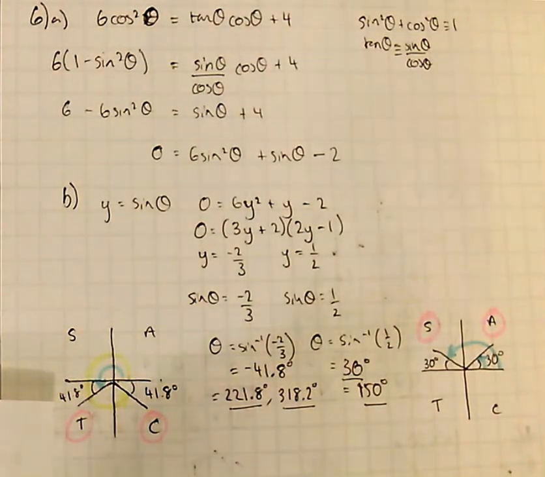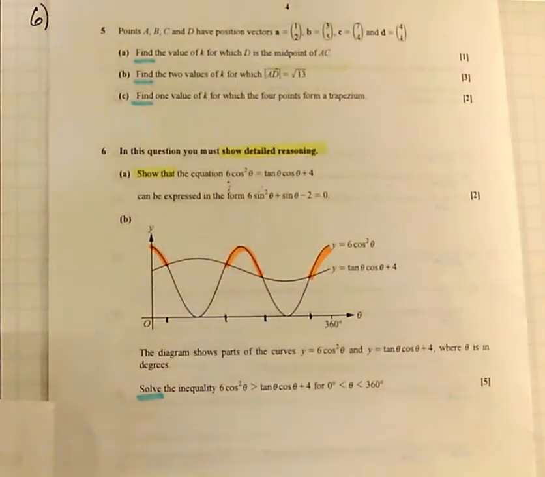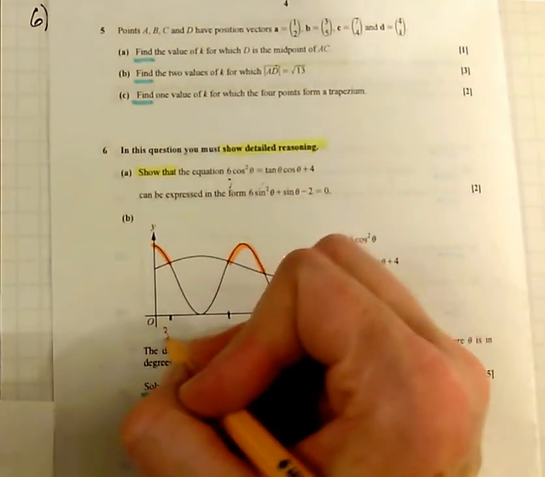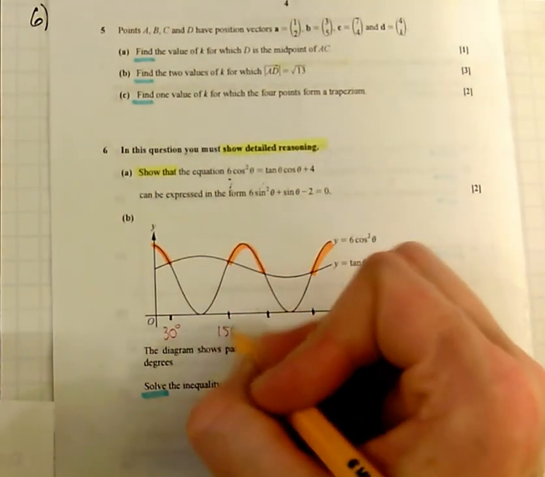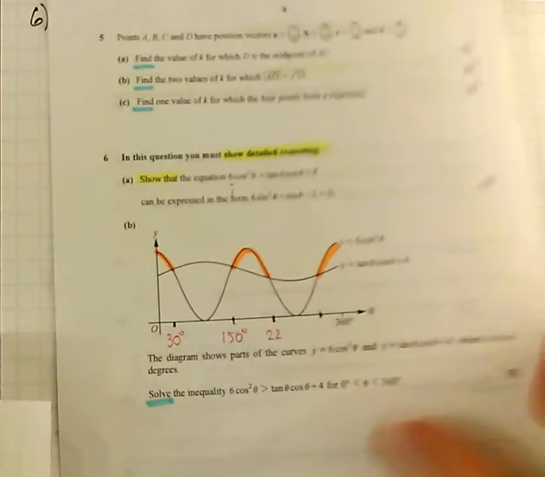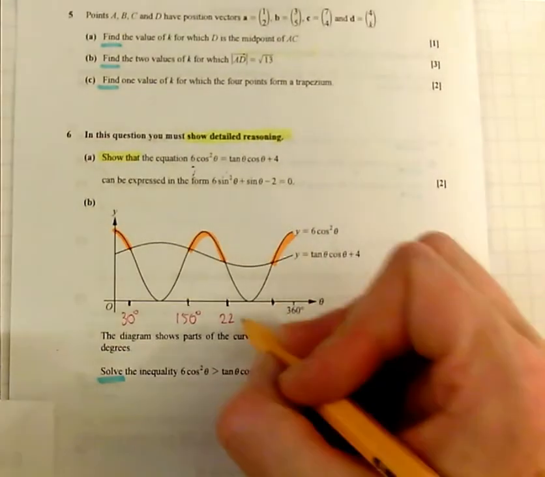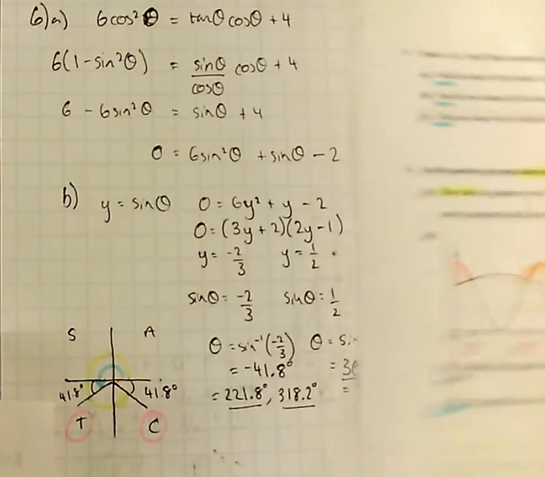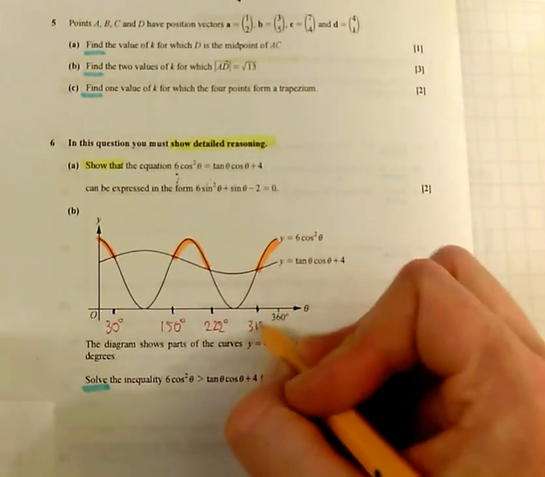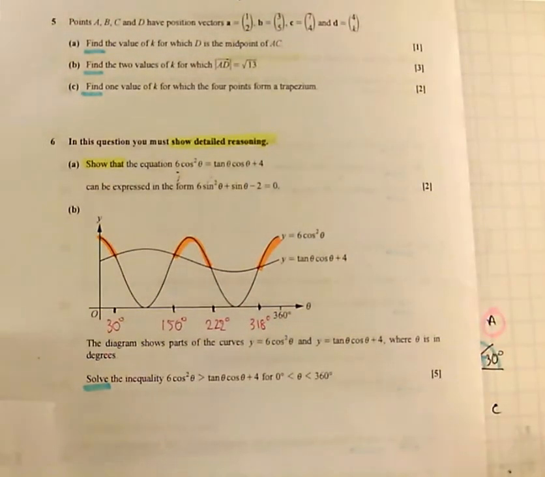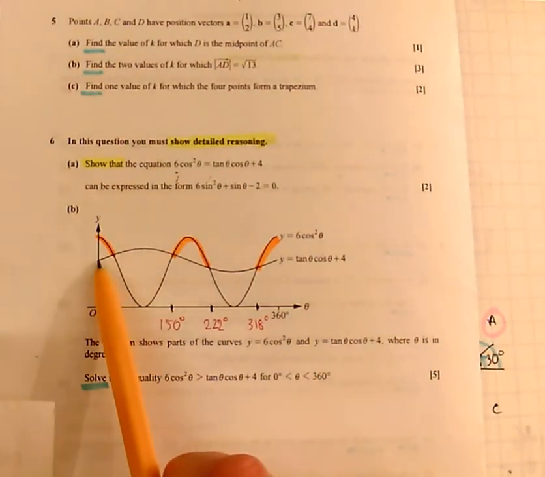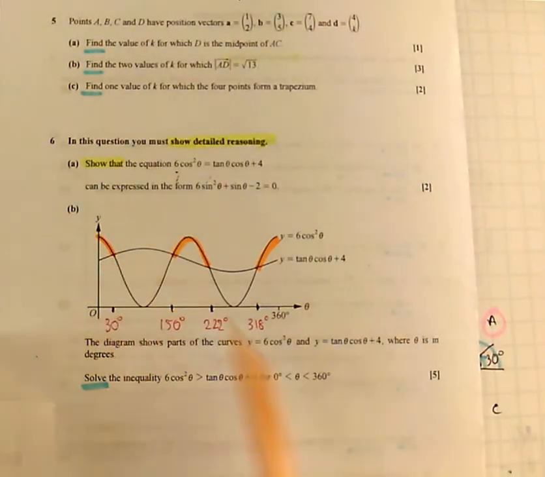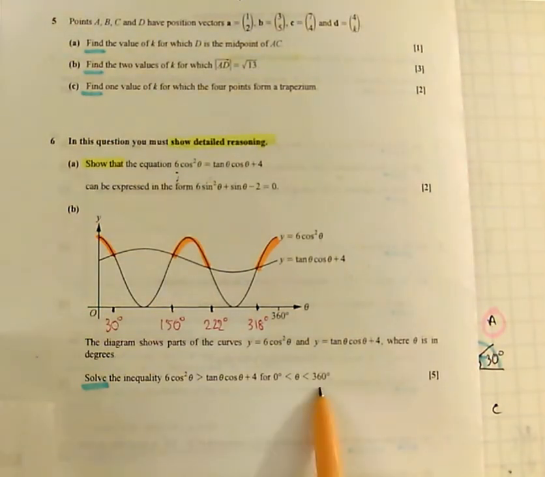Let's have a look back at the graph in the question. Brilliant, we've got 4 points of intersection. So my first one is going to be 30 degrees, 150 degrees, 220, let's round it to 222 degrees, and then the last one 318 degrees. Okay, so that means that I want to start at 0 and go up to 30. Now I'm not including 0 in my range of values, and I'm not including 360.